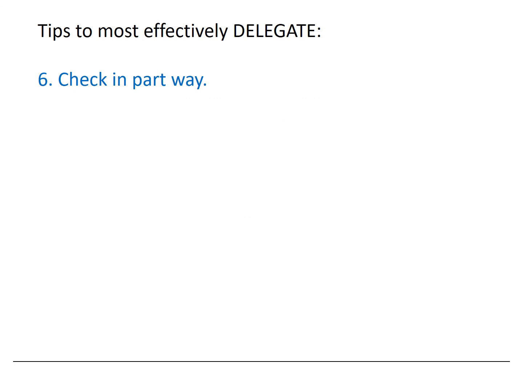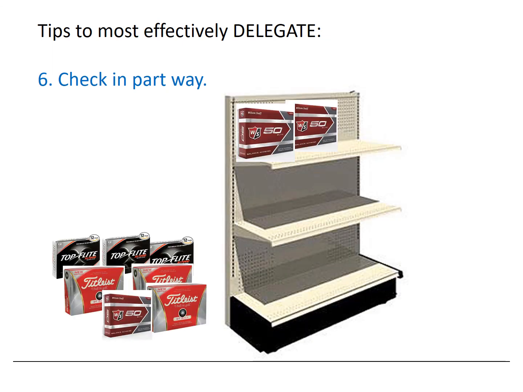Tip number 6 is to go back and check in partway through the employee's completion of the task. Going back to my golf ball example, what would have happened if I had stopped back to check in after a few minutes instead of waiting until the task was finished? I would have seen the supervisor starting to put the Wilson staff balls on the top shelf, and I would have gotten to the bottom of the misunderstanding before he spent all the time he did to complete the project. By waiting until he was done and then telling him he got it wrong, I'm sure he was thinking, why didn't you tell me sooner? Now I have to do the whole darn thing again.